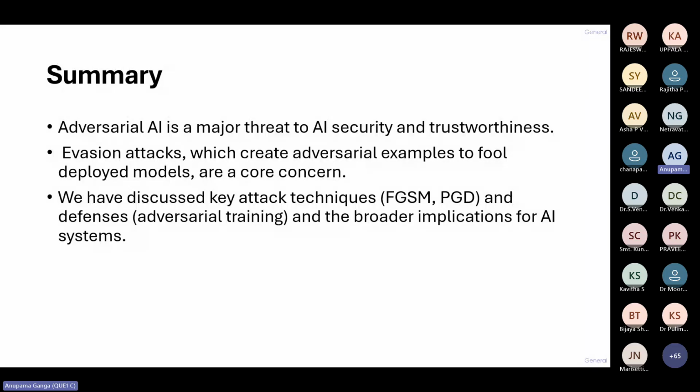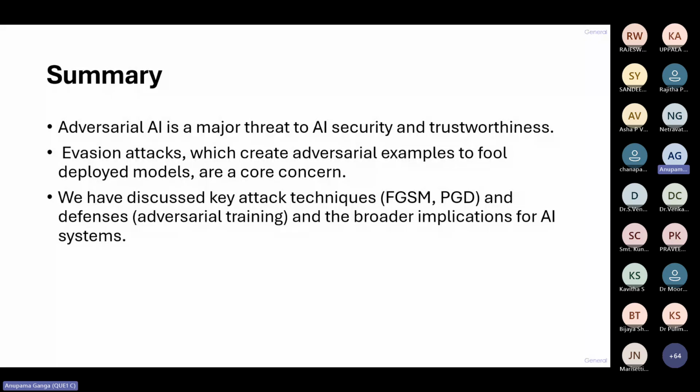Okay, so I think with that almost we are at the end, and we can say that adversarial AI is a major threat to AI security and trustworthiness. And adversarial examples to fool are a core concern. Okay, and we also discussed these key attack techniques, FGSM, PGD, and also some defenses like adversarial training. And what are the broader implications of these AI systems. Okay.